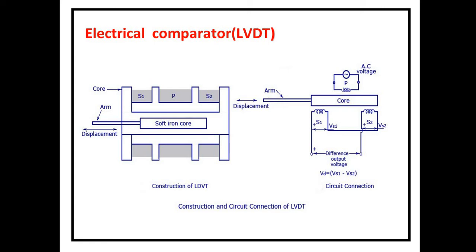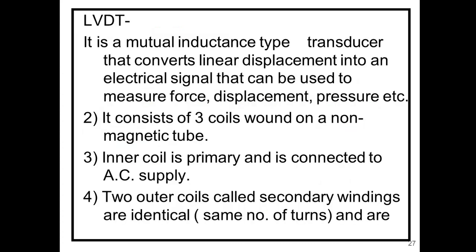Now I think the last comparator in your syllabus is the electrical comparator. In the electrical comparator we are going to learn the LVDT, that is the linear variable differential transformer. So what is LVDT? LVDT is a mutual inductance type transducer that converts any kind of linear displacement into an electrical signal, and that electrical signal can be used to measure pressure, displacement and force.